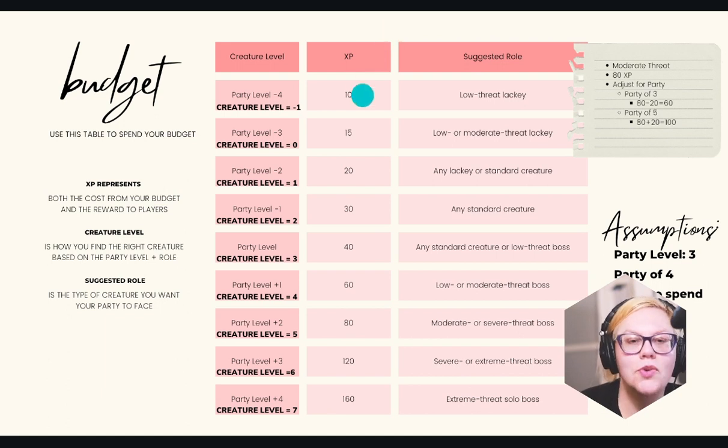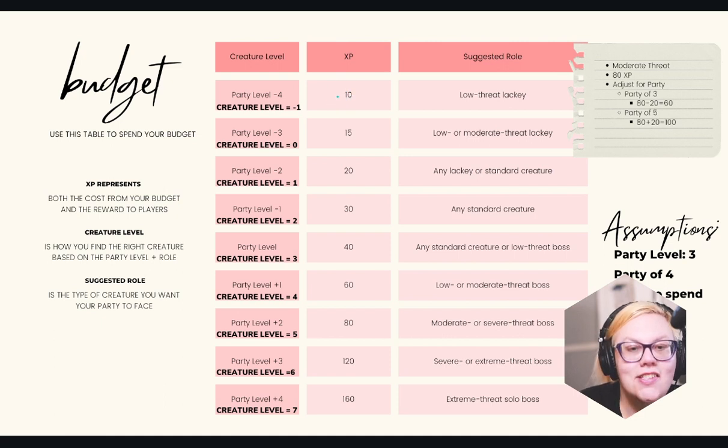So if we were selecting party level -4, so low threat lackeys, goodness, tongue twisters today. It's not really, but my tongue seems to think it is. And we have a budget of 80. That means we could have 8 low threat lackeys in order to spend that budget.